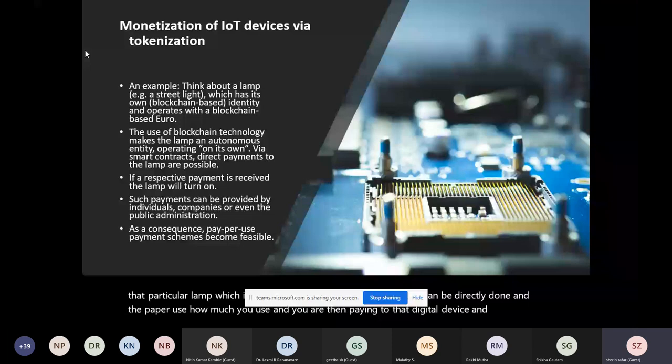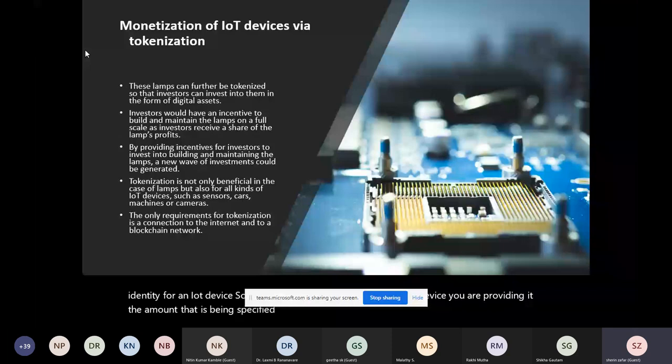So that's much more feasible as compared to pay per use technologies, as compared to those technologies where you are actually utilizing blockchain for full business purposes. So here you are giving a digital identity to an IoT device. Depending upon the utilization of that device, you are providing the amount that is being specified as pay per use. Similarly, the important thing here is that tokenization is not only beneficial in the case of lamps, but any kind of IoT devices.